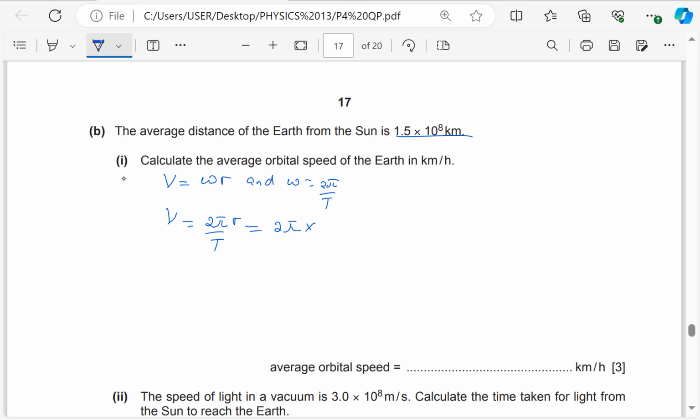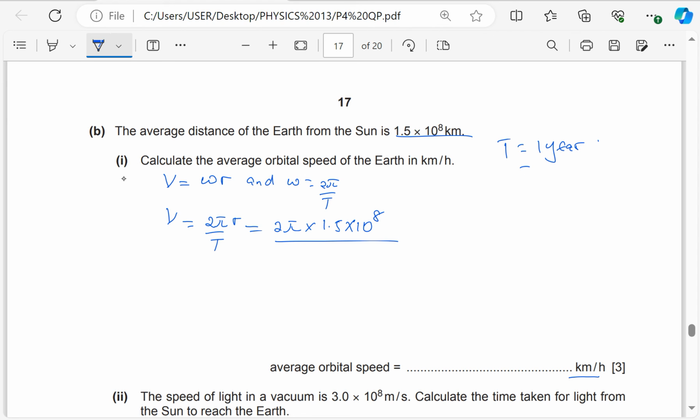the radius, which is 1.5 times 10 to the power of 8. They ask for kilometers per hour, so I will not change the unit. So it's 1.5 times 10 to the power of 8 divided by the period, or the time for one cycle. Because we said it is 1 month. No, it is the Earth about the Sun. The Earth takes 1 year, so the period is 1 year.